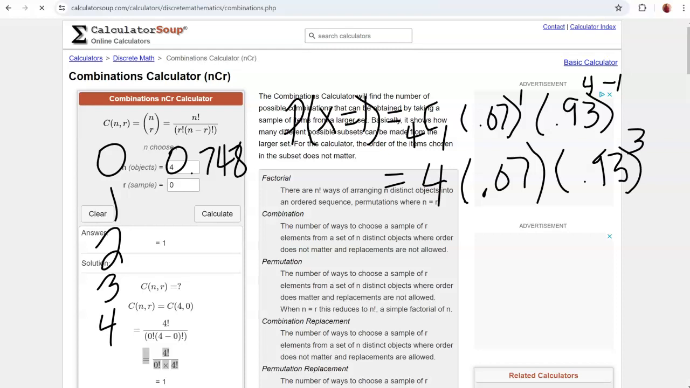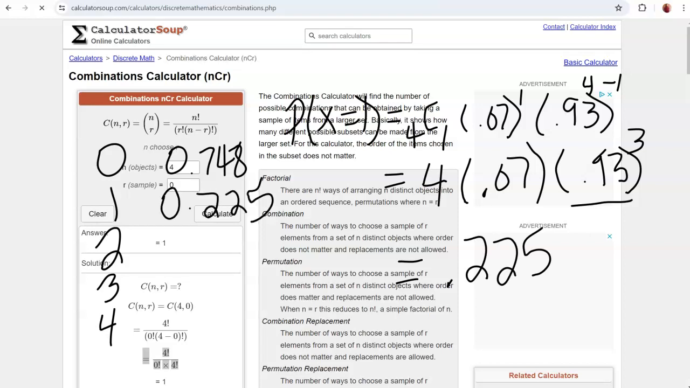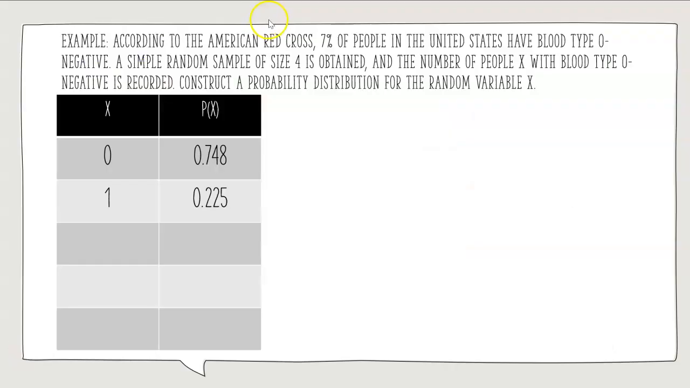So you want to plug all that into your calculator. I would start with the exponent: do 0.93 to the third power, then multiply that by 0.07, and then multiply that by 4. And you end up getting 0.225 if you round it to 3 decimal places. So I get 0.225 here. All right, so that will be the calculation for 1. Now I want to calculate the probability of x equal to 2.